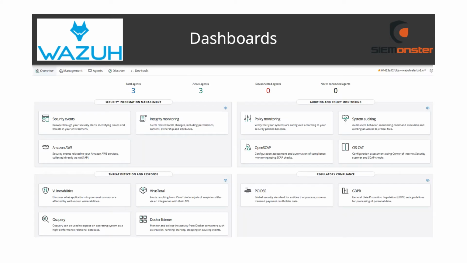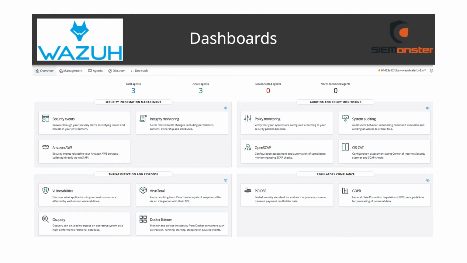The initial dashboard contains quite a few of the items that will be discussed during this training. The security events, integrity monitoring, and Amazon AWS events deal specifically with security information management. There's also audit and policy monitoring, with policy monitoring, system auditing, OpenSCAP and CIS-CAT. Then there's threat detection and response, which is vulnerabilities, VirusTotal, OSQuery, the Docker listener. And then there's the compliance container, which is PCI DSS and GDPR at this point.